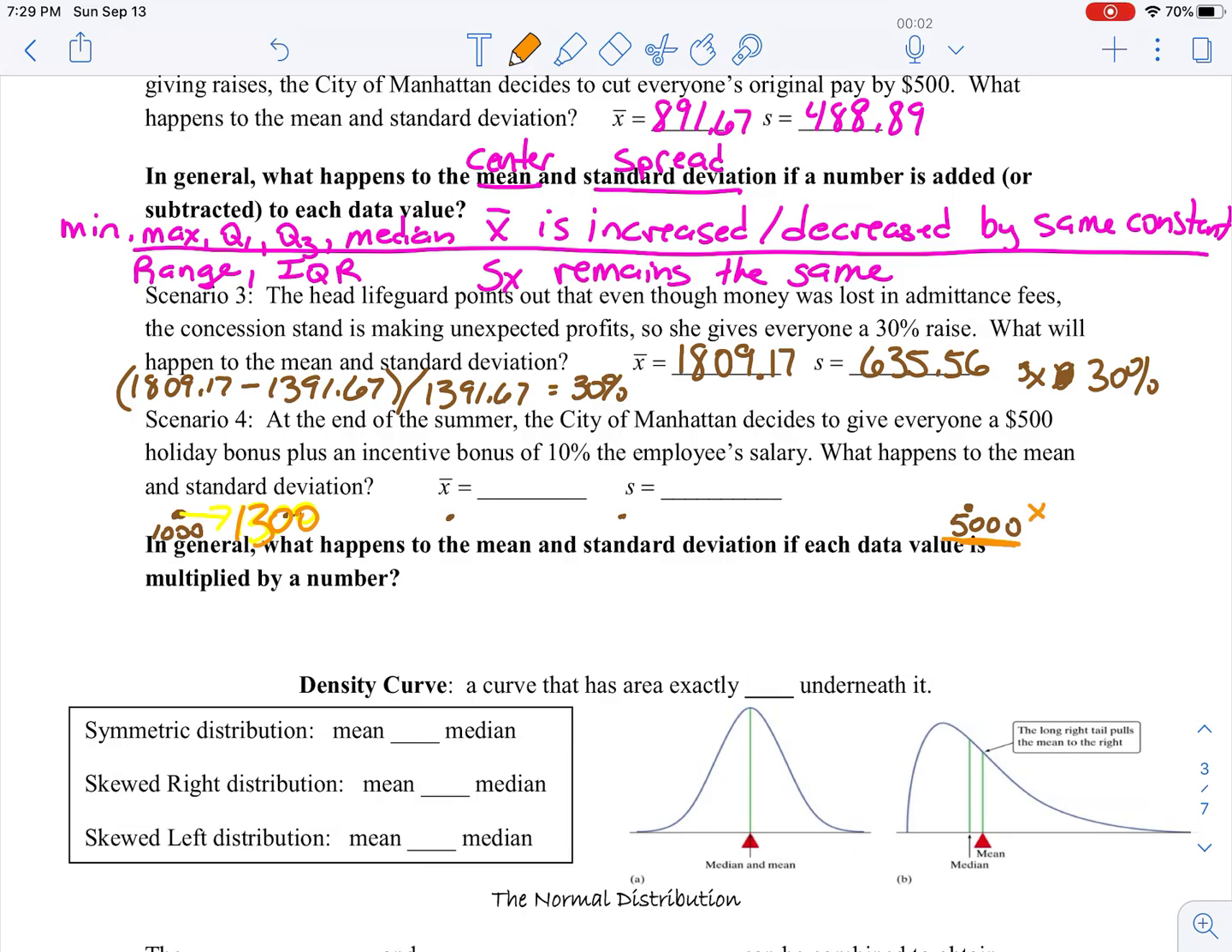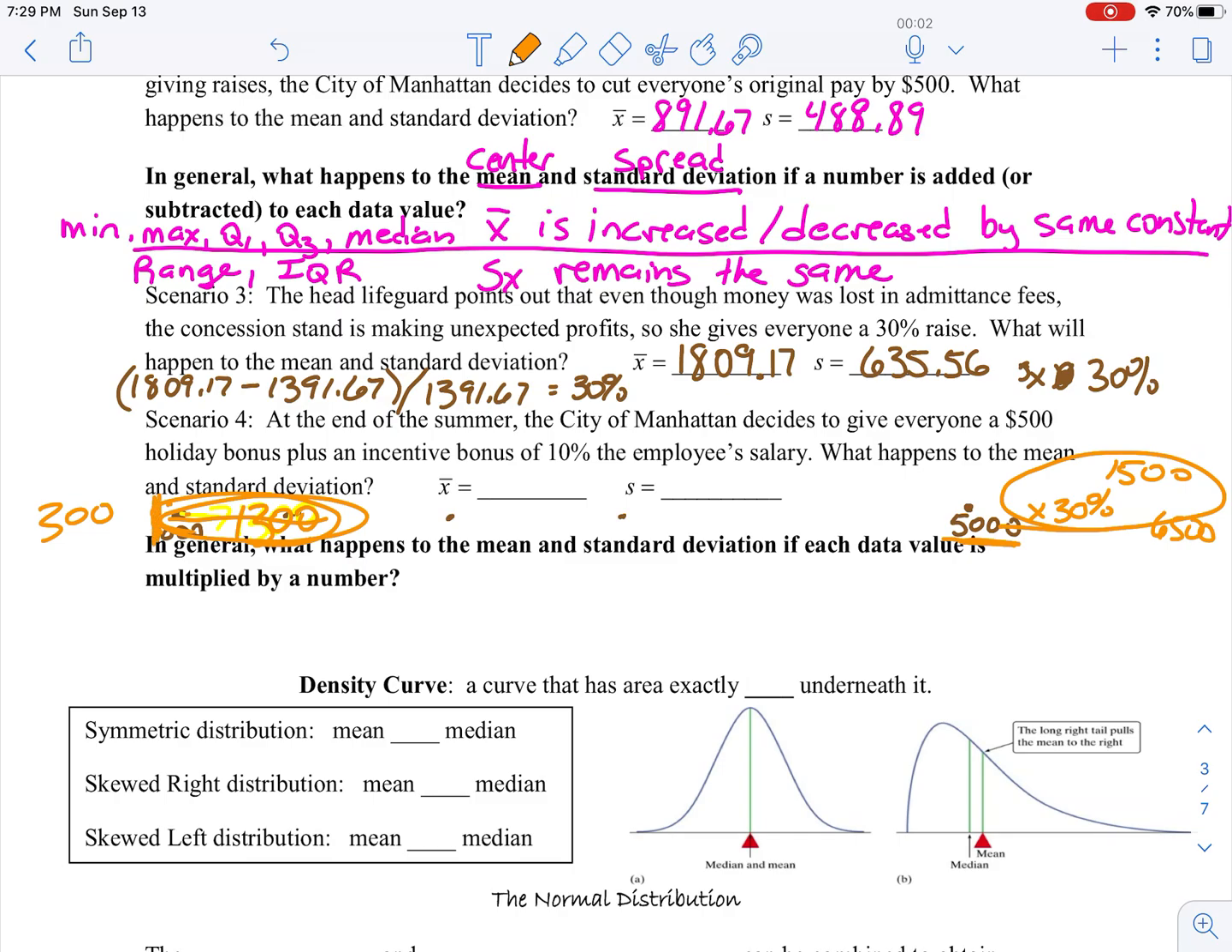Now let's come up here to the $5,000 person. They're going to get a 30% raise. So 30% is going to be $1,500, and now they're making $6,500. So if we look here, this person got a raise of $300. This person up here got a raise of $1,500.